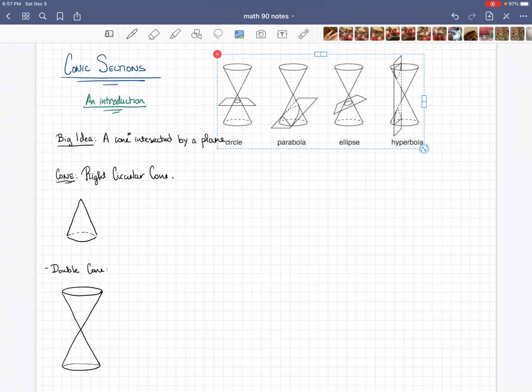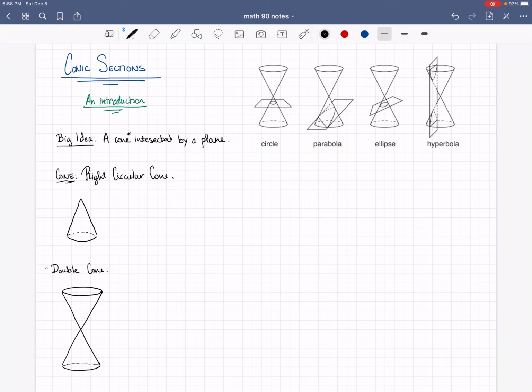So let me blow this up a little bit. And so here we have our 4 conic sections. So I'm going to go through them one by one. So in the first one, you are taking a single cone. So you'll notice that in this picture, all of the pictures show a double cone, but in all but one of them, we're only intersecting one of the cones. So here you can see that you are taking a flat plane and you're cutting the cone with it.